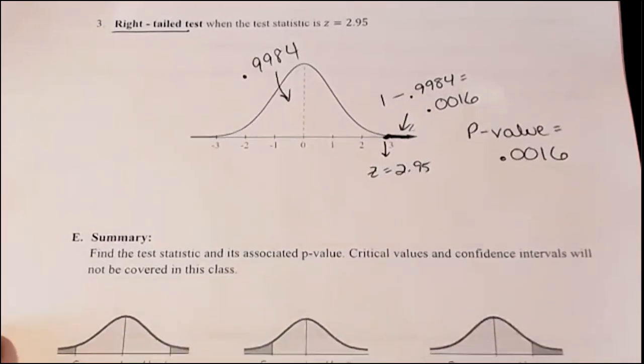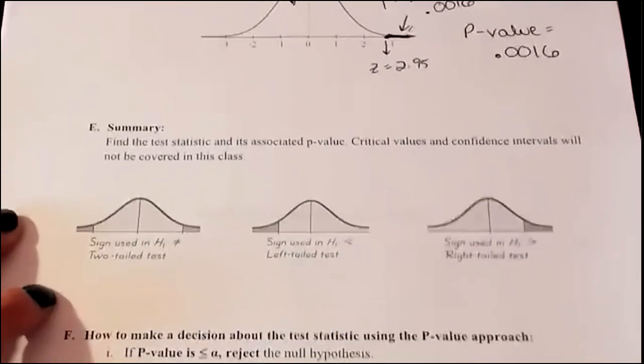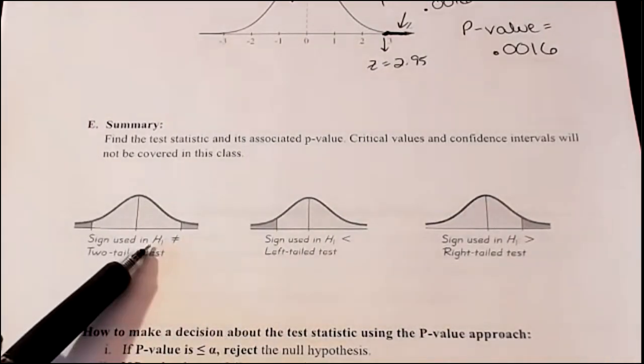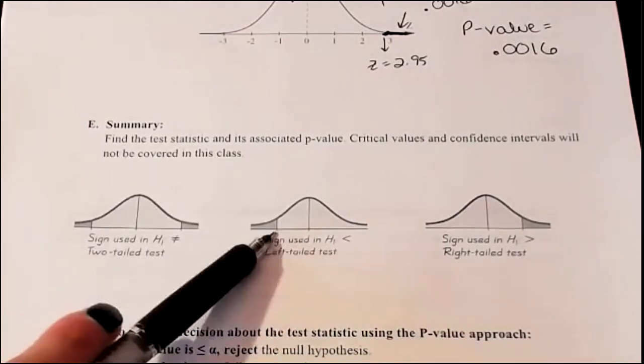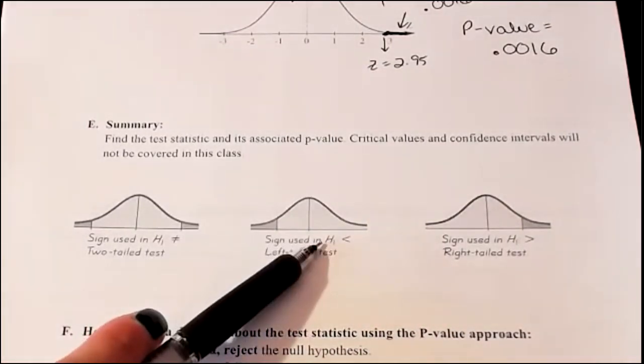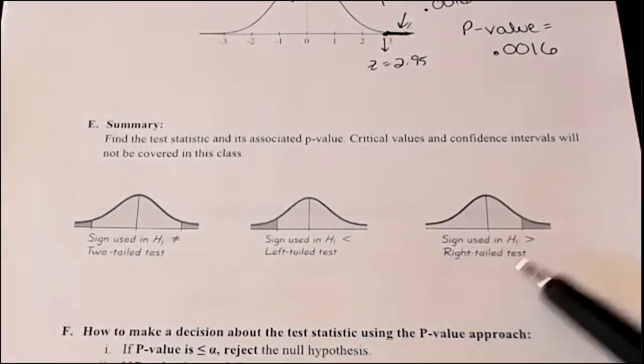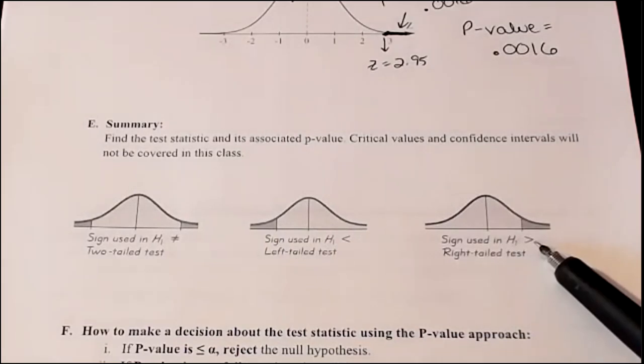All right, let's summarize this. Find the test statistic and its associated p-value. Critical values and confidence intervals will not be covered in this class. Take a look at the visuals. You have your two-tailed test, that's if your alternate hypothesis is not equal to. You have a left-tailed test if your alternate hypothesis shows less than, and you have a right-tailed test if your alternate hypothesis is greater than.